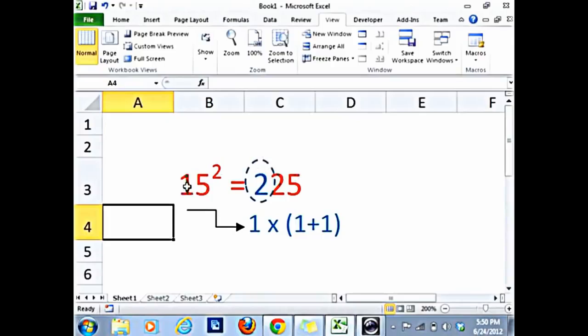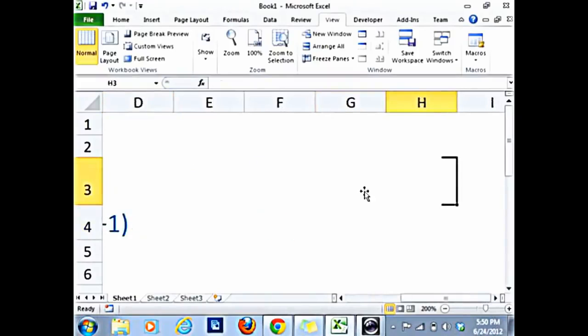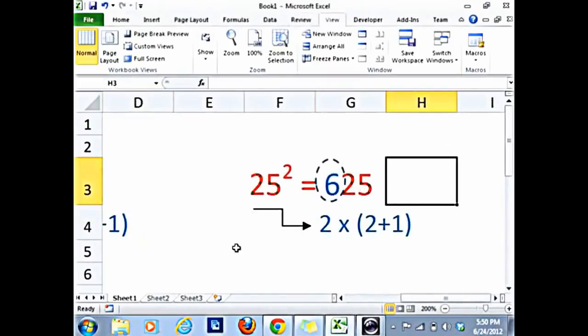Again, what I did is that I have 1 in the first place. So I multiply 1 by 2 and put 2 here and then add 25 in the end. Similarly, if I have 25, then again put 25 in the end and then multiply 2 by its increment 3 and I get 6, so it's 625.